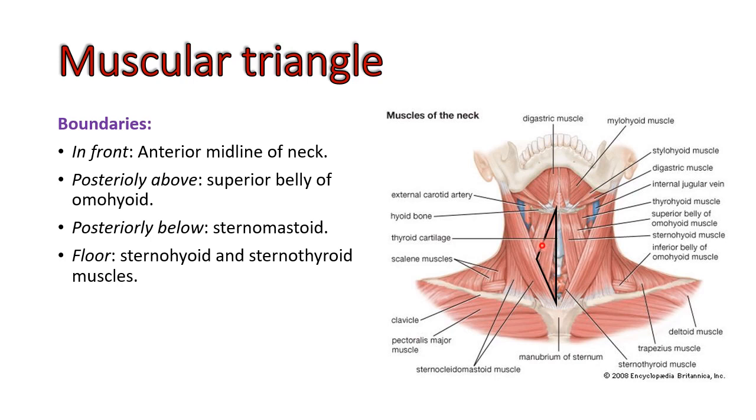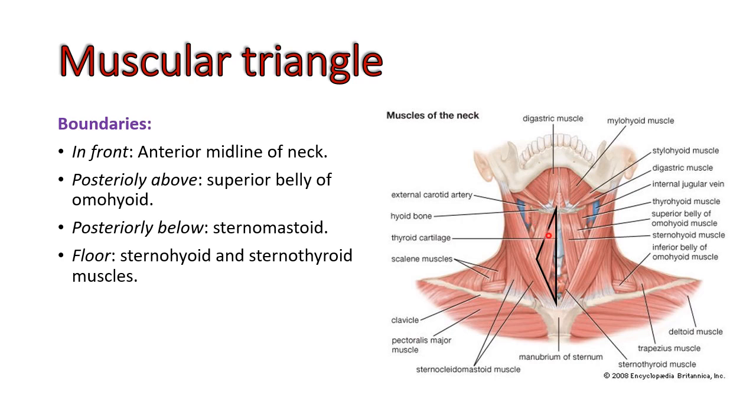The floor is mainly formed by the sternohyoid muscle and then the sternothyroid muscles. Deeper to this you see two more muscles. On the superficial plane you are able to see laterally the superior belly of the omohyoid, and this is the sternohyoid muscle. Deep to that you see the sternothyroid and the thyrohyoid muscles.